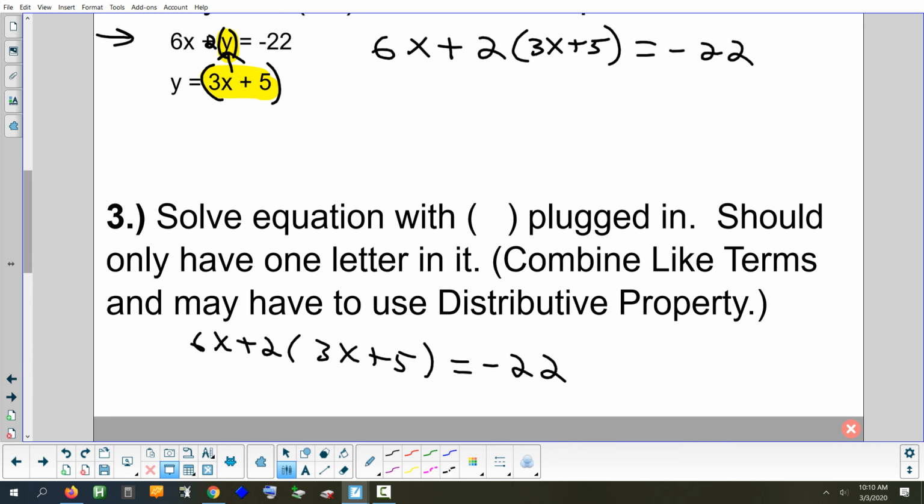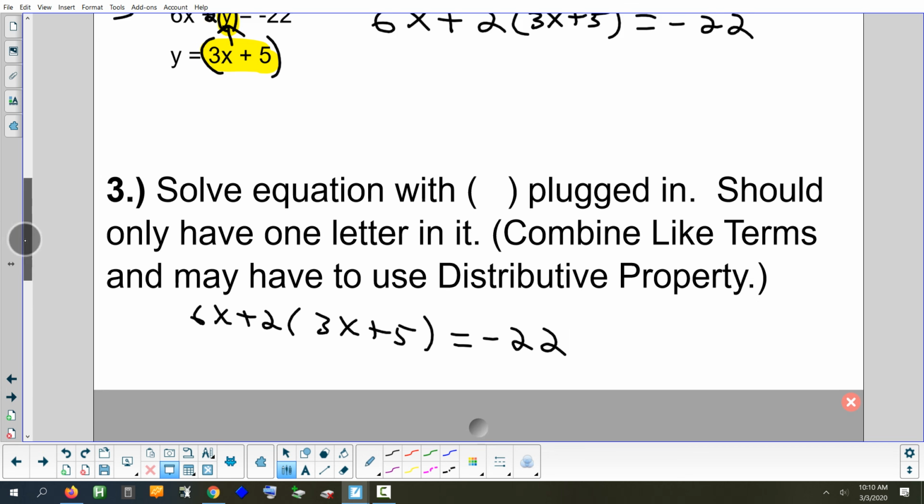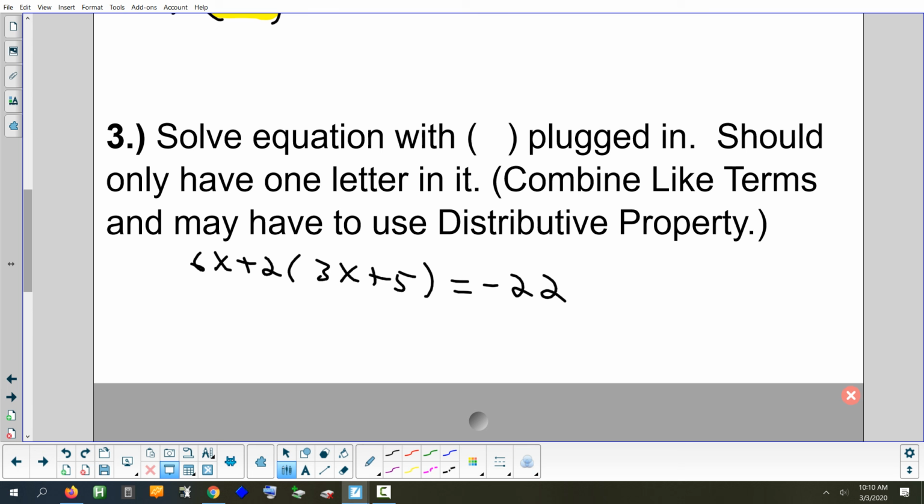Right. So Lucas, what did you say the first thing you had to do in this equation was? Distribute the 2 to 3x. Yeah. Exactly what we did in the warm-up. Is anything else going to change in this step? Nope. 6x is going to stay right where it is. Lucas, what's 2 times 3x? 6x. And 2 times 5?